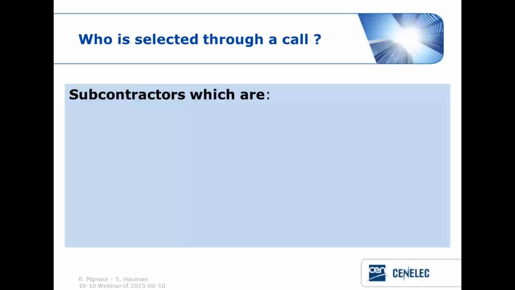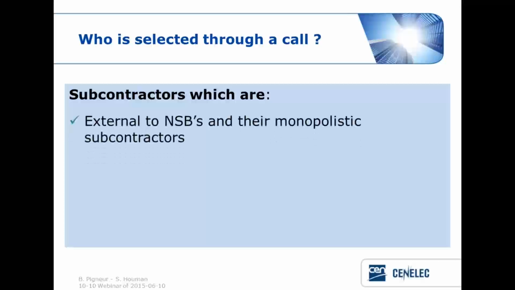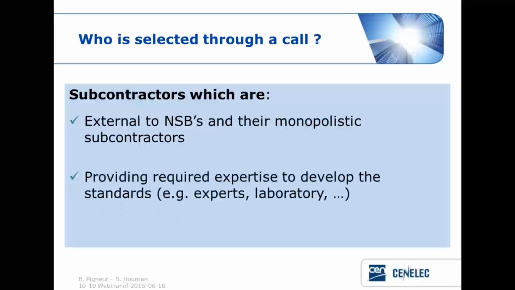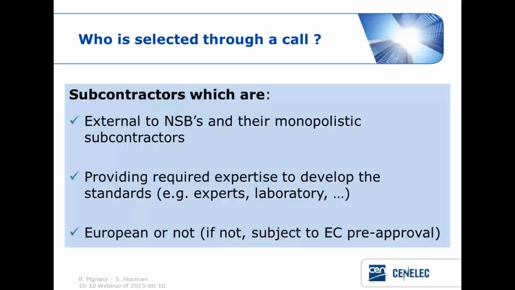So to come back to the question and to identify the stakeholders who could be selected through a call, we have subcontractors, which are external to the CEN and CENELEC members and their monopolistic subcontractors, who are providing required expertise to develop standards. So this is the justification why we need to select them. And finally, these subcontractors can be European or not. If they are not European, they may join the call for tender, but we first have to inform the Commission and see if they agree with that.